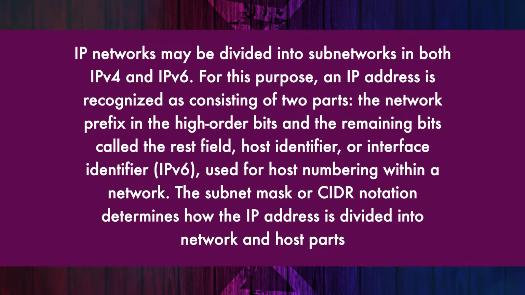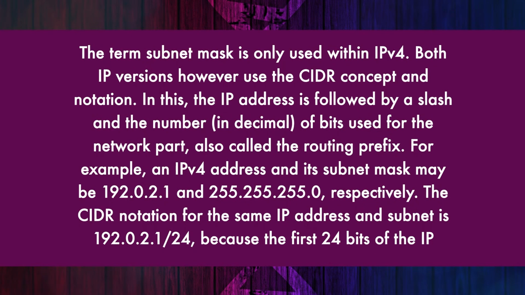IP networks may be divided into subnetworks in both IPv4 and IPv6. For this purpose, an IP address is recognized as consisting of two parts: the network prefix in the higher order bits, and the remaining bits called the rest field, host identifier or interface identifier in IPv6, used for host numbering within a network. The subnet mask or CIDR notation determines how the IP address is divided into network and host parts. The term subnet mask is only used within IPv4. Both IP versions, however, use the CIDR concept and notation.